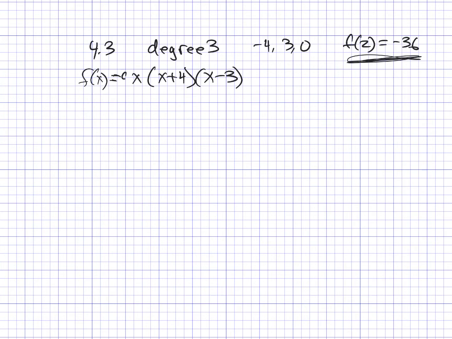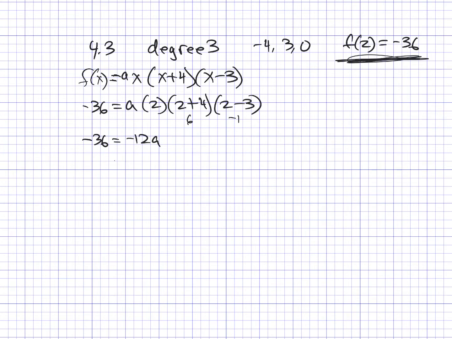What we're saying is, how do you find A? If we plug in x and y over here first, it doesn't matter when you plug it in. You'll get the same answer. So negative 36 is y, x is 2, and then you can quickly figure out what A is. 2 plus 4 is 6, 2 minus 3 is negative 1, 2 times 6 is 12, that's negative 12A. So what is A? Positive 3.